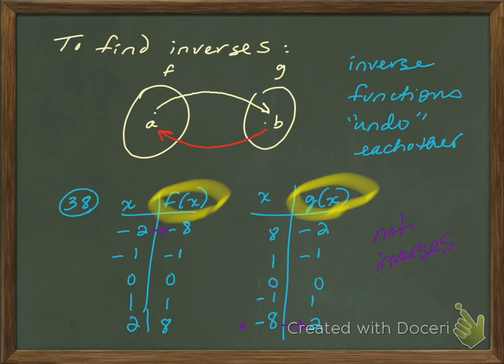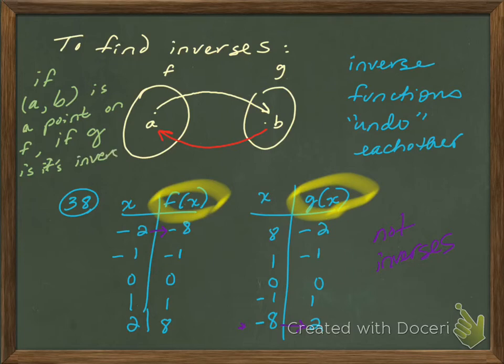So kind of looking at it in concrete terms, you would just note that if (a, b) is a point on f, and g is its inverse, then (b, a) is a point on g. So what that means is all you have to do to find an inverse is swap ordered pairs.